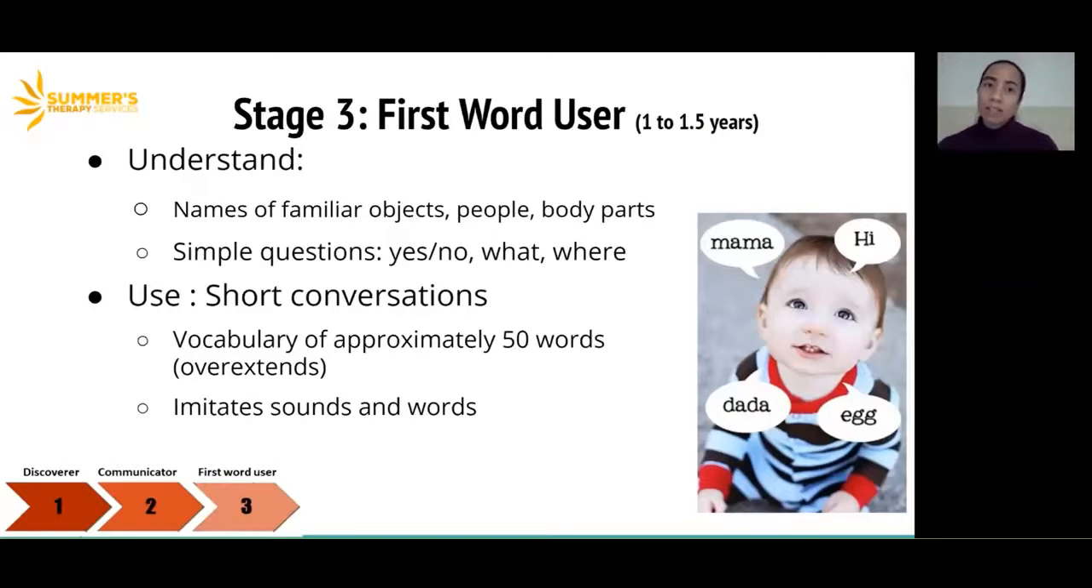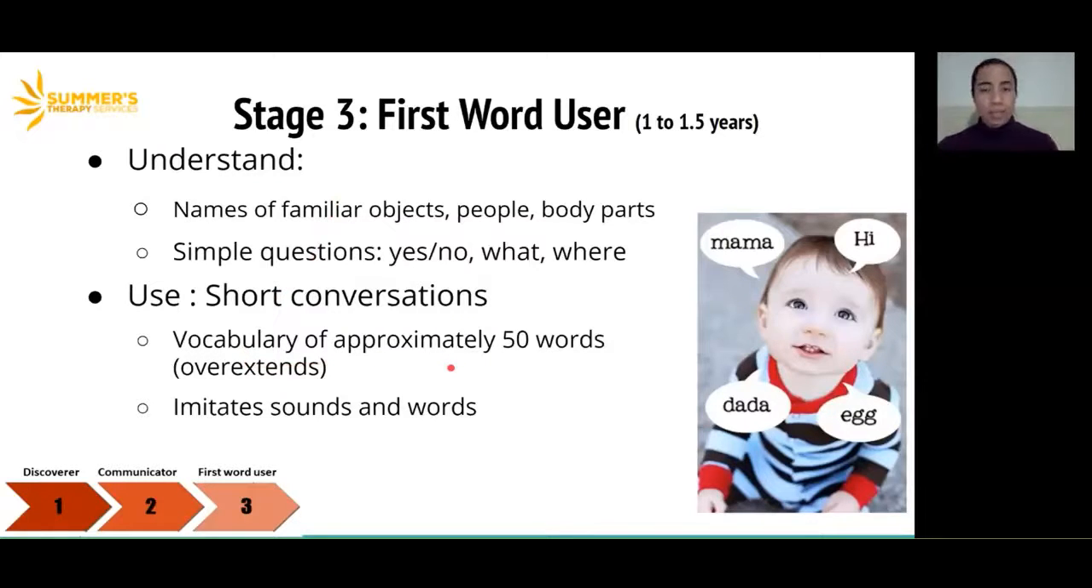They can start to understand simple questions already, yes, no questions, what questions, where questions for things that are in their environment and that they are constantly being exposed to. So I hope you can see that continuum of they're discovering and then they're slowly starting to understand more and more of what they can hear often, and it grows from there. And what they're using here is, as we said already, around 50 vocabulary words.